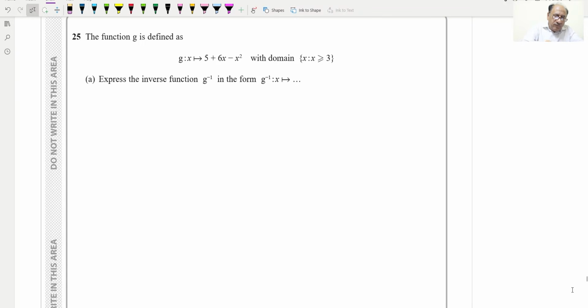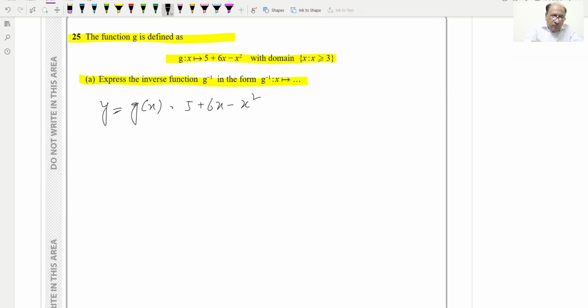25. Question 25 says the function g is defined by this one, and the domain is this one. Express the inverse function g inverse of x. So how will the inverse function be defined? We can write g of x is equal to 5 plus 6x minus x squared, or we can write y. We can write this as equal to y.